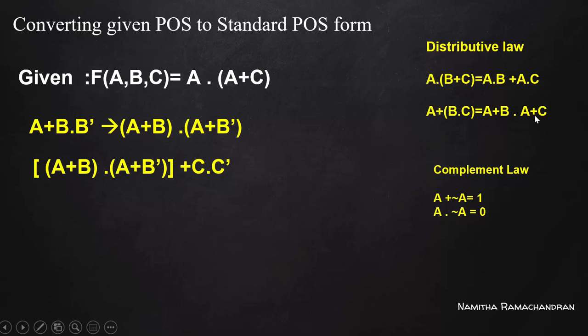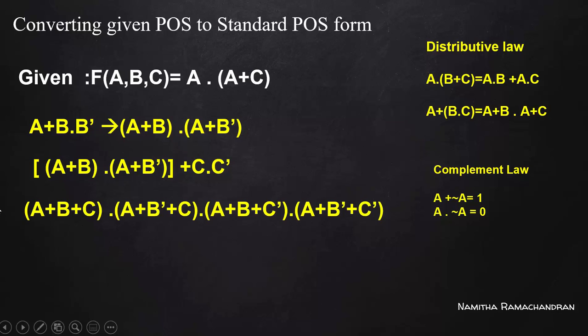Again apply the distributive law over this. Now it becomes A plus B plus C. Next, A plus B complement plus C. Next, A plus B plus C complement. Next, A plus B complement plus C complement. Four different forms. Okay, so along with this A, we have now added the B part and C part.